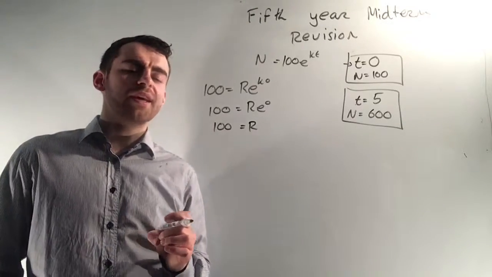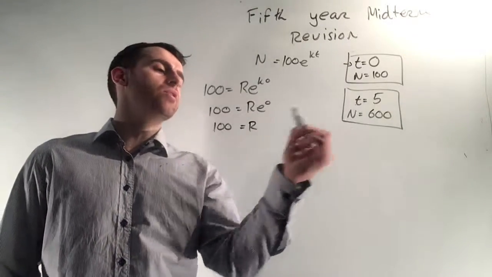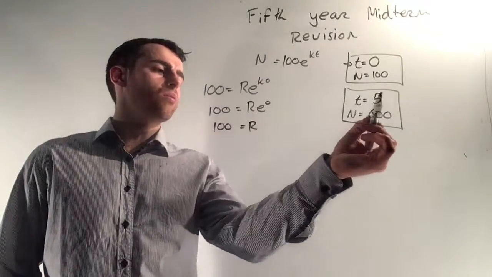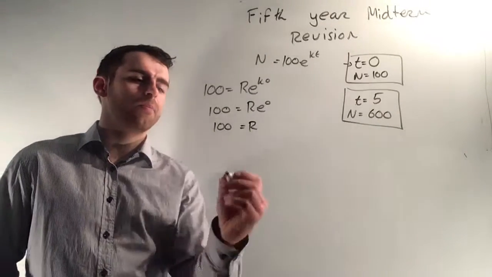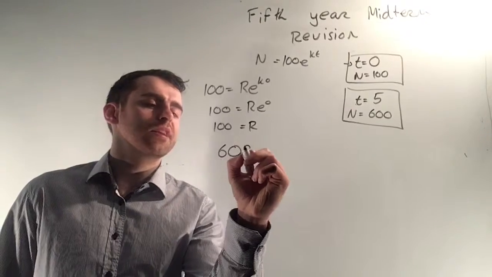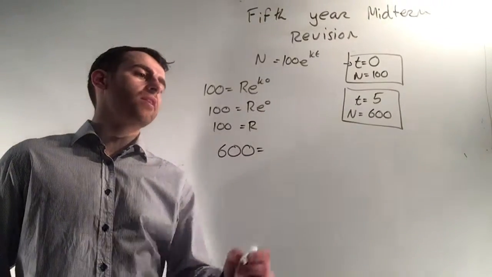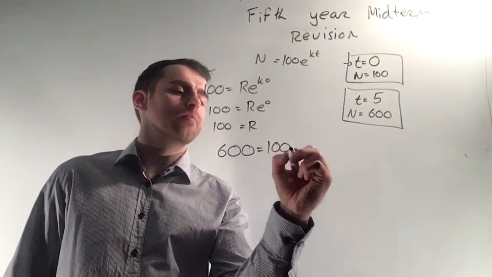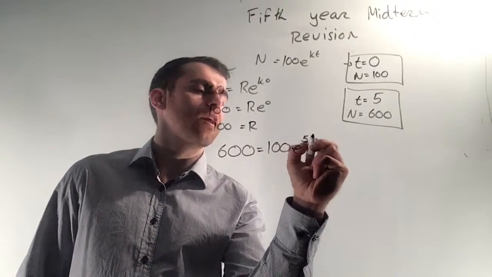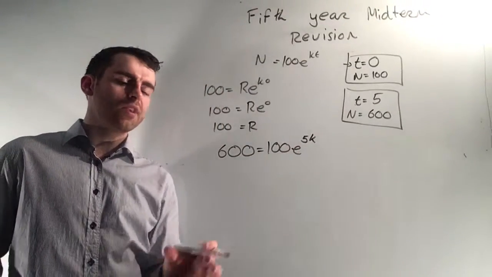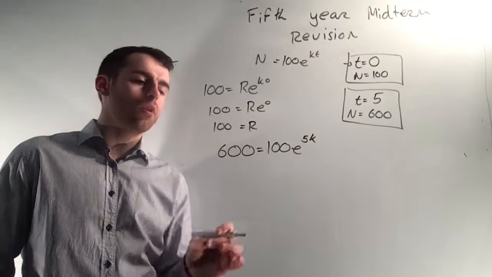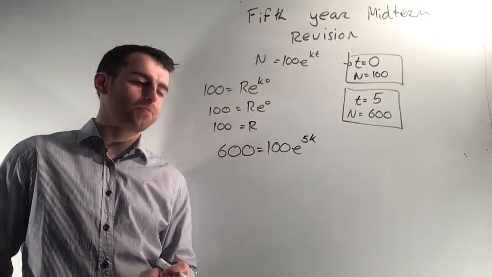To find the value of k, the next thing I need to do now is use the other piece of information. When t is equal to 5, n is equal to 600. So the left-hand side becomes 600, and the right-hand side is 100 e to the power of 5k. All of a sudden now, I've got one equation, one unknown, which means I can find the value of k.